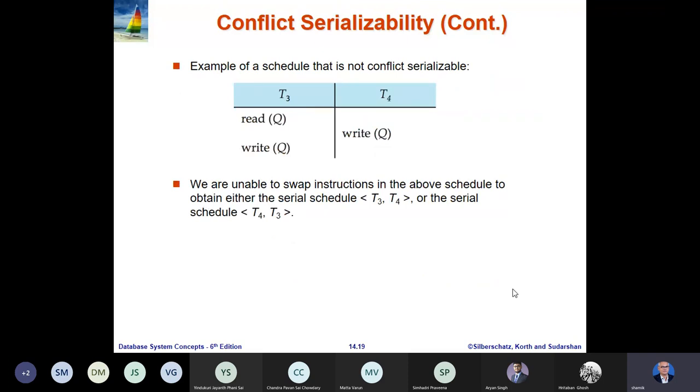Now, if we look at this example, it is not conflict serializable. This write Q of T4, I cannot move before read Q of T3, because these are a read and a write that conflict on the same data item. Write Q of T4, I cannot move below write Q of T3 either, because they conflict. So this is an example of a schedule which is not conflict serializable, because it is not conflict equivalent to any serial schedule.